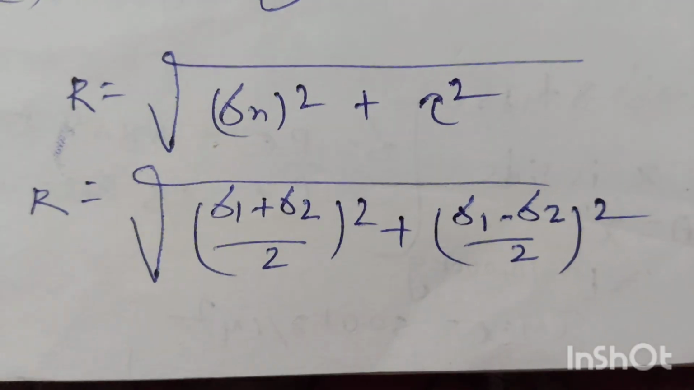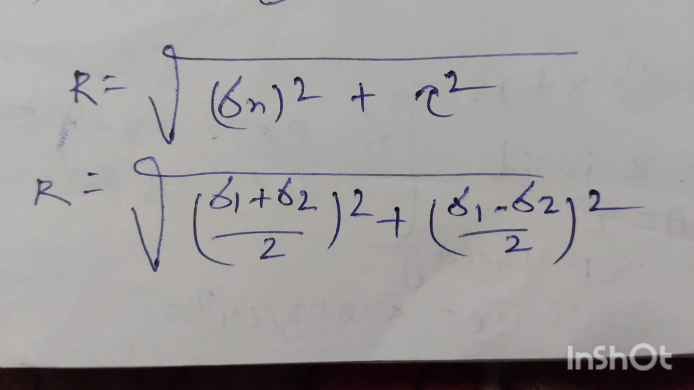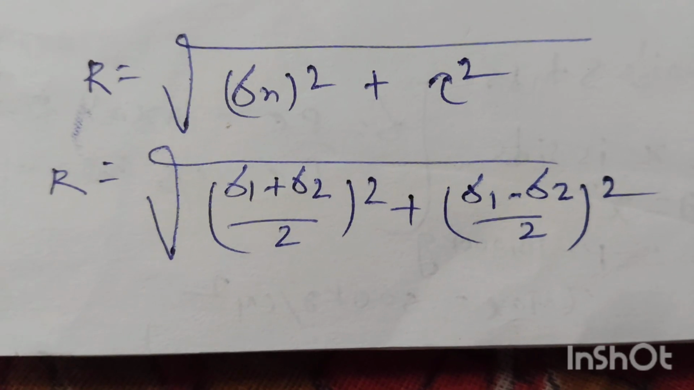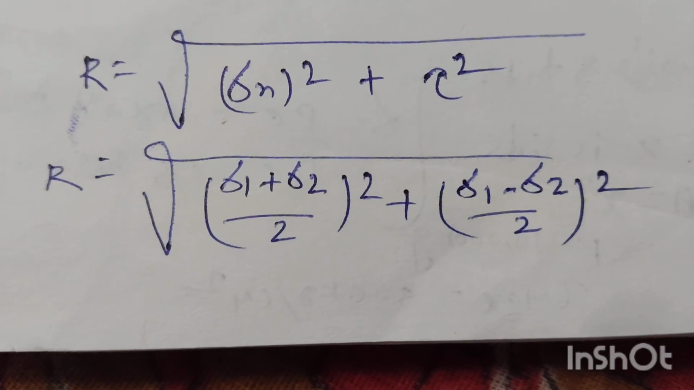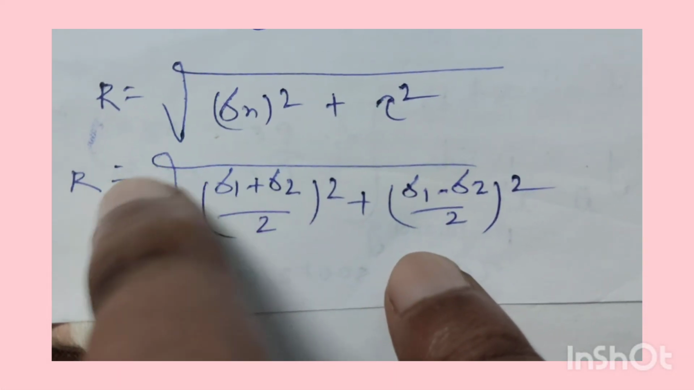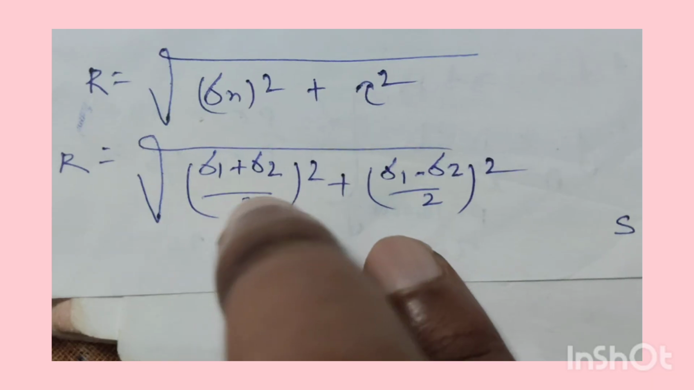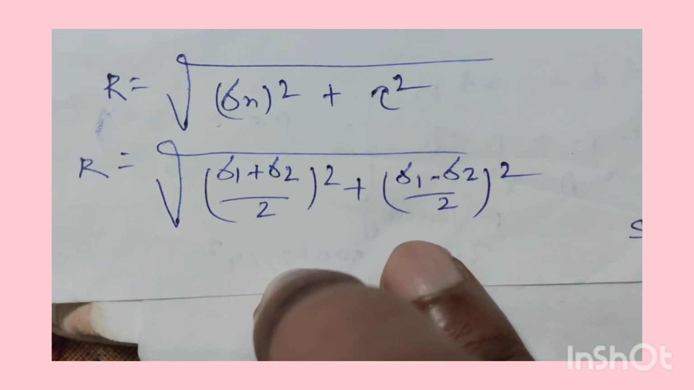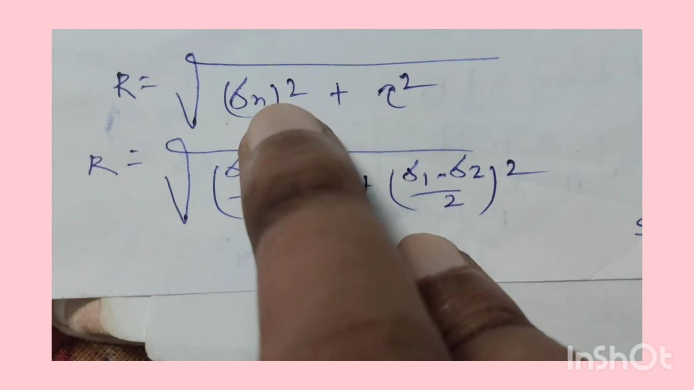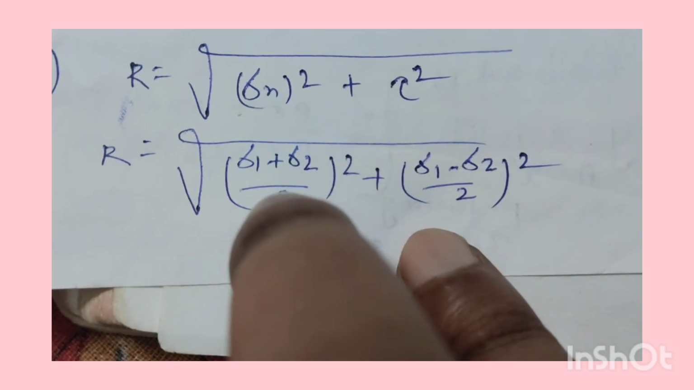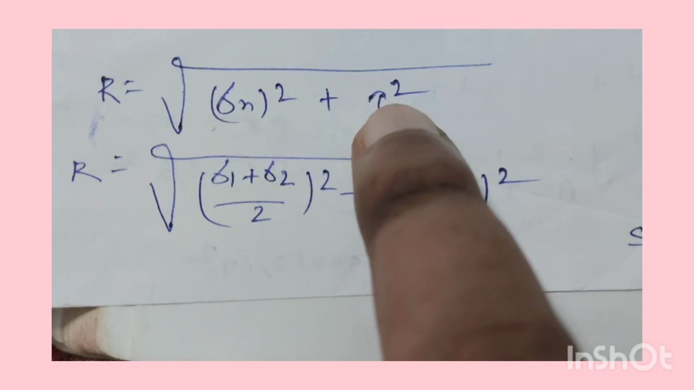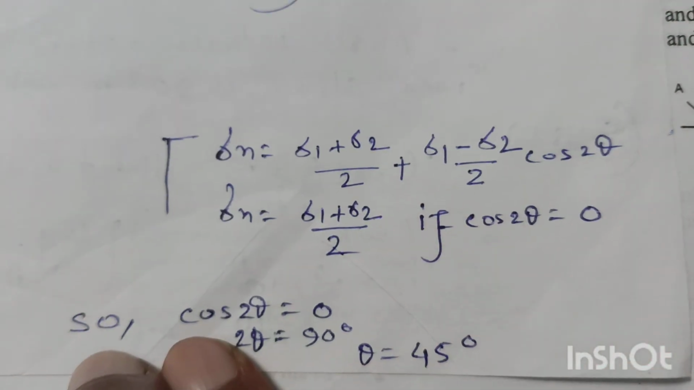Know the formula for resultant stress. R is equal to root over of sigma n square plus tau square, where sigma n is the normal stress and tau is the shear stress. In the question, the resultant stress R is equal to root over of ((sigma 1 plus sigma 2) by 2) square plus ((sigma 1 minus sigma 2) by 2) square. That means normal stress sigma n is equal to this first value and the shear stress tau is equal to this second value.